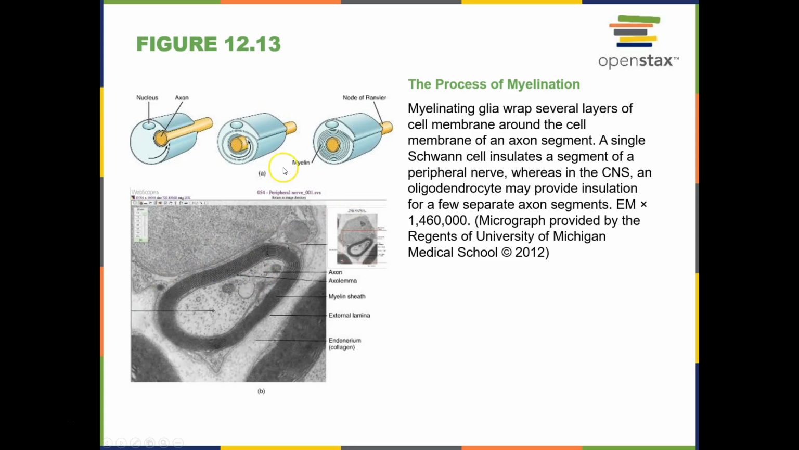So now I want to talk about the function of myelin. I've talked a little bit about it. Myelin is that fatty sheath that's produced by either your oligodendrocytes in the central nervous system or the neurolemmocytes, or Schwann cells, in the peripheral nervous system. They wrap this fatty material around the neuron, and it basically insulates the neuron and allows an action potential to move faster.